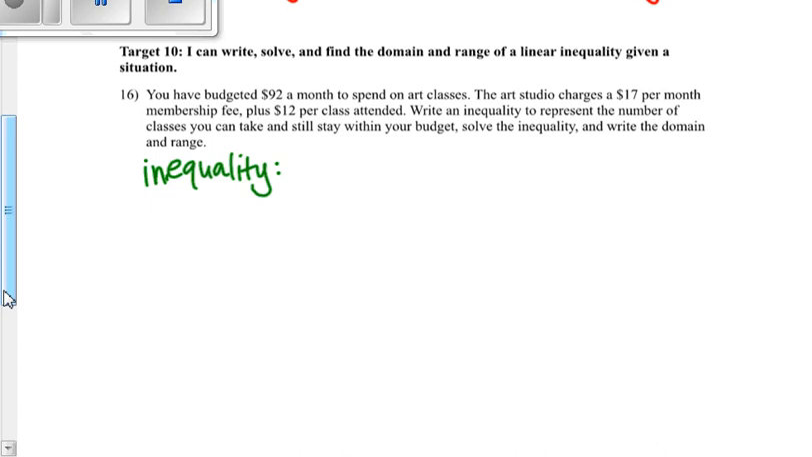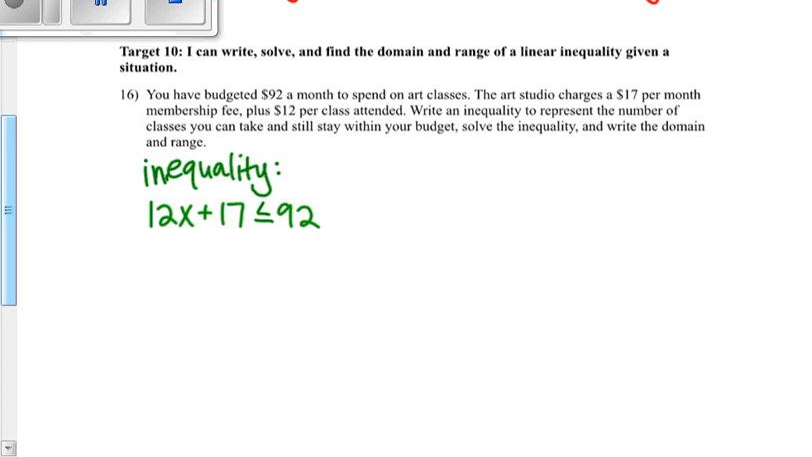And then we're going to write the domain and range. So let's start with an expression. So it says $12 per class. So that's going to be your slope. That $17 you have to pay every month no matter if you take any classes or not. And the amount we spend has to be less than or equal to our budgeted amount. So now we're going to solve this inequality.